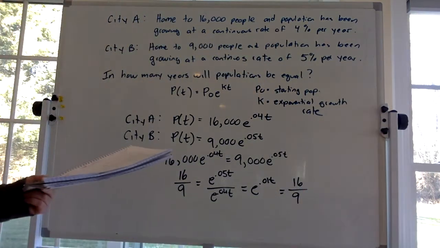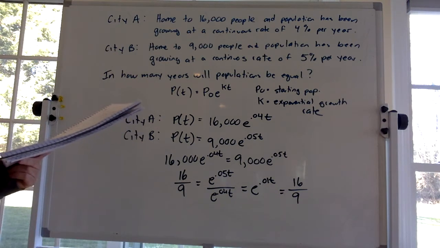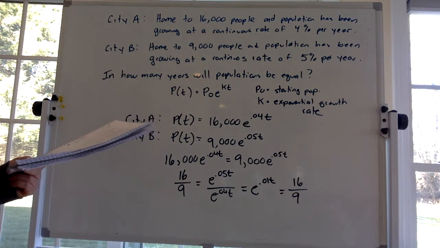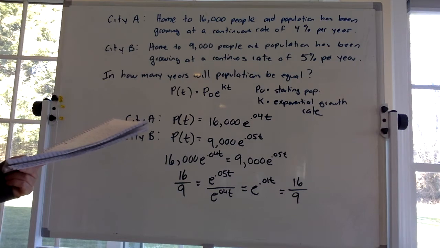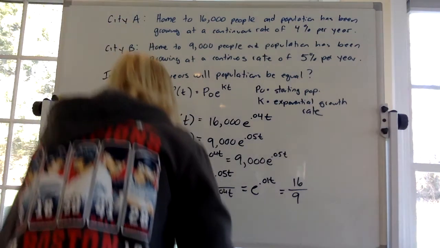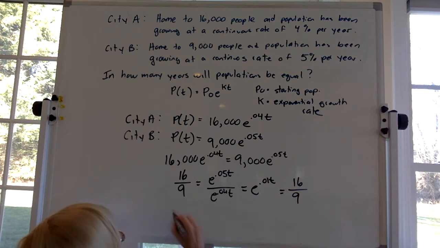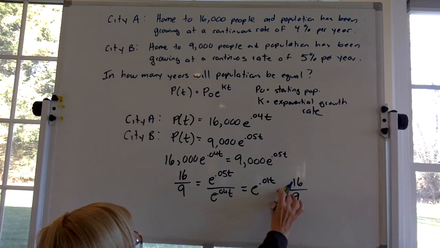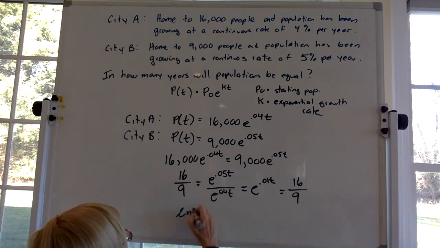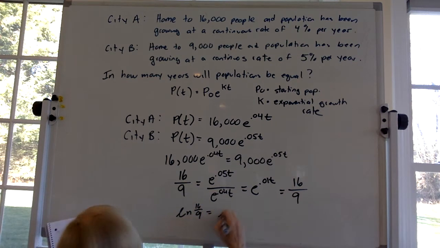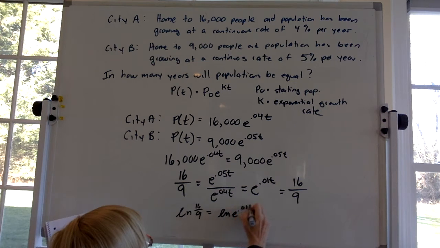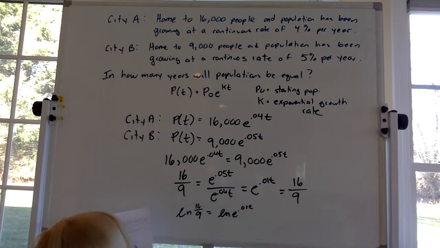Now I'm going to take the natural log of both sides. When you take the natural log of e to the something, do you remember what you get? You just get the something. So I'm going to take ln of 16 over 9 equals the natural log of e to the 0.01t. Now I'm going to solve for t.